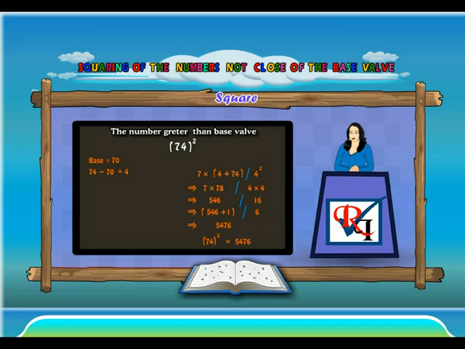By using this same method, you can calculate the square of any number which is not close to the base value. I hope you got it. If there is any problem, then go and watch this video one more time and solve your own examples.